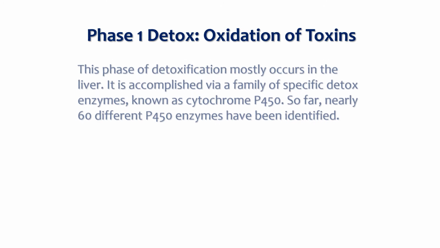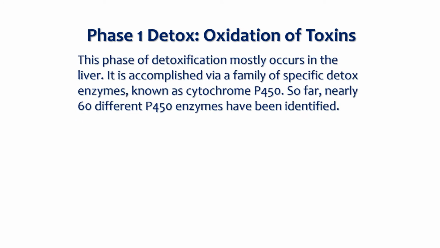So phase 1 detox, what we're talking about today, oxidation of toxins. This phase of detoxification does mostly occur in the liver. It is accomplished via a family of specific detox enzymes, which are altogether known as cytochrome P450s. So far, nearly 60 different P450 enzymes have been identified.